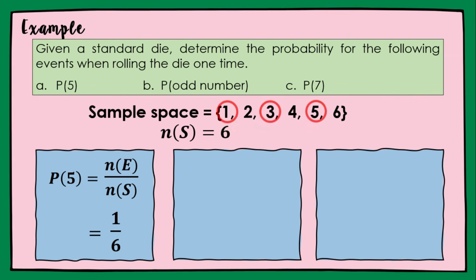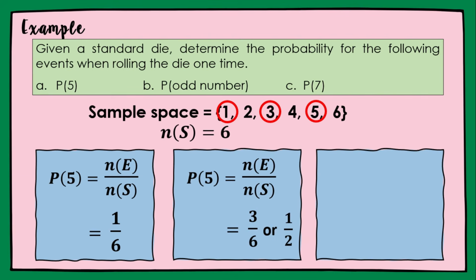Next, letter B, the probability of getting an odd number. We have here 3 odd numbers, which are 1, 3, and 5. So, n of E is equal to 3. Substitute this in the formula. We have 3 over 6 or 1/2. So, the probability of getting an odd number is equal to 1/2. And letter C, P of 7, there is no number 7 in a regular die. Therefore, the probability of getting a number 7 is equal to 0 over 6 or 0.